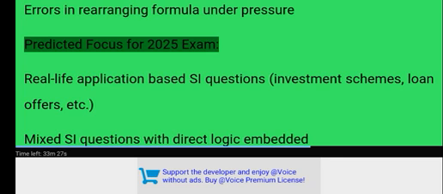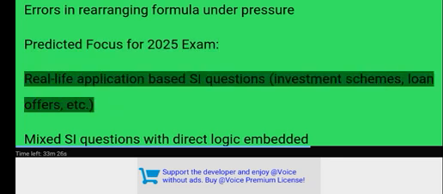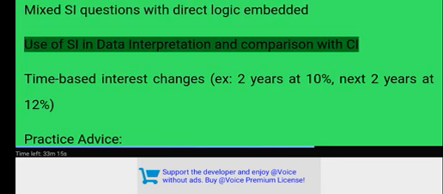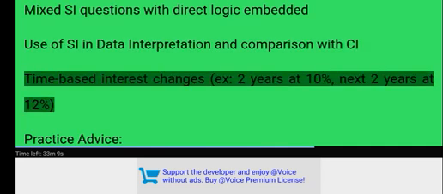Predicted focus for 2025 exam. Real-life application-based SI questions, investment schemes, loan offers, etc. Mixed SI questions with direct logic embedded. Use of SI in data interpretation and comparison with CI. Time-based interest changes, for example, 2 years at 10%, next 2 years at 12%.